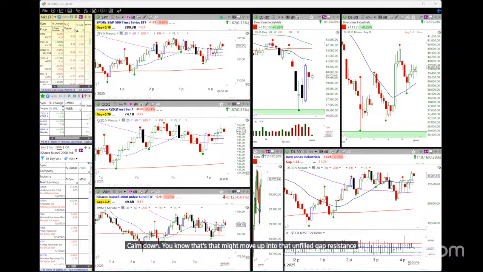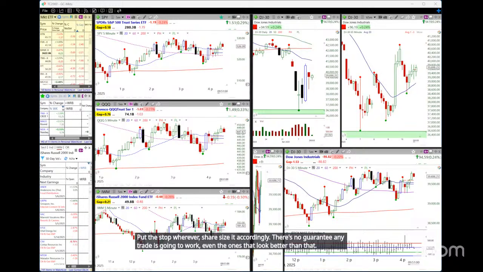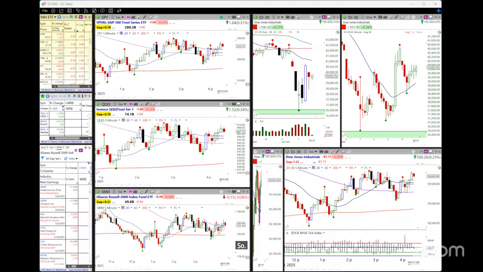And so if you want to place a trade, put the stop wherever, share size it accordingly. There's no guarantee any trade's going to work, even the ones that look better than that. All right, well, I'm just asking you about select ones. I don't think you're going to find anything that's going to be a no-brainer.